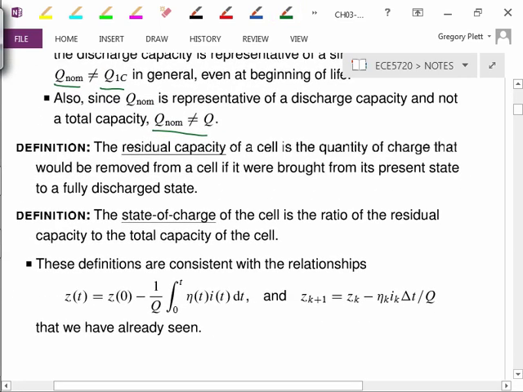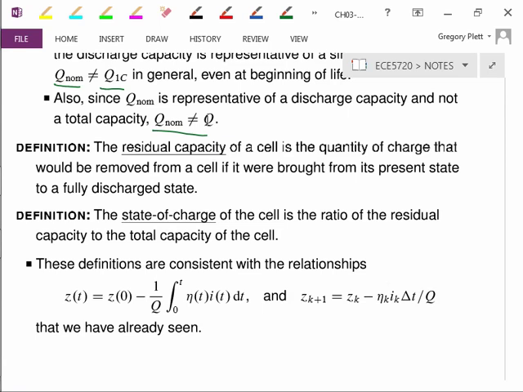Okay, we're almost there. A fourth definition of capacity is residual capacity. The term is not used very often, but it can be. It's the quantity of charge that would be removed if the cell were brought from its present state to a fully discharged state. It's how much usable charge is in the cell right now. So if the cell is fully charged, the residual capacity is the full capacity, the total capacity of the cell. If the cell is fully discharged right now, the residual capacity is 0. So residual capacity is time varying, indicating what is the status of this cell right now.